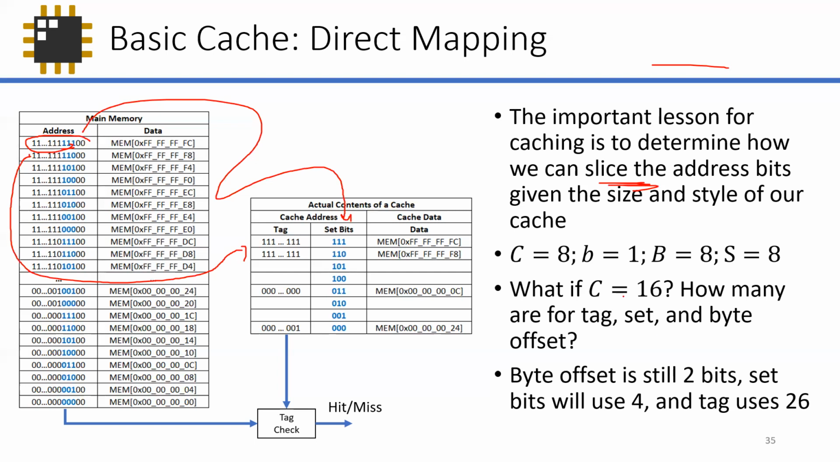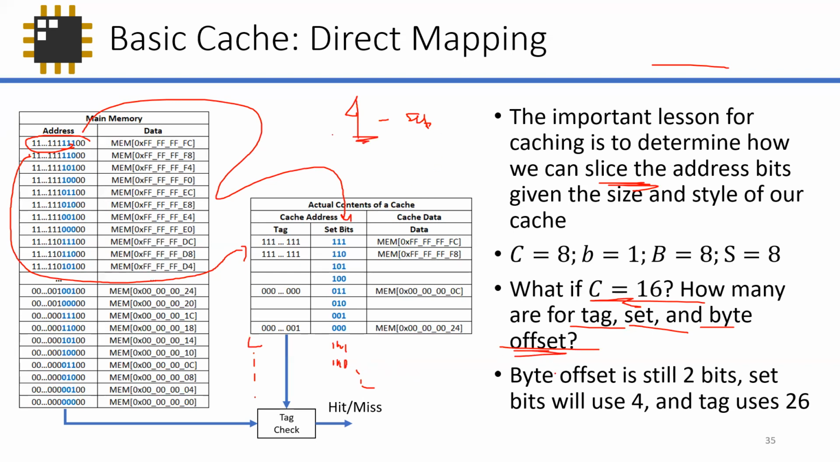Okay. Now here's a challenge. What happens if the total capacity is 16? How many bits are you going to use for the tag, and how many bits are you going to use for the set and for the byte offset? All right. If it's 16, you have 16 entries down here. Then you need 4 bits for the set code, because you now have 16 entries. You need 1111, 1110, and so on, until you have all 16 entries. So you need 4 bits for the set.